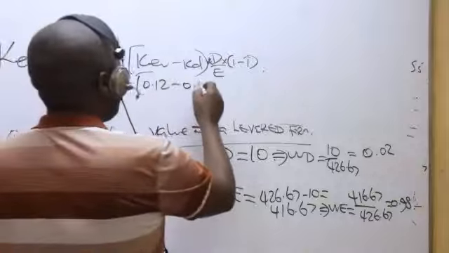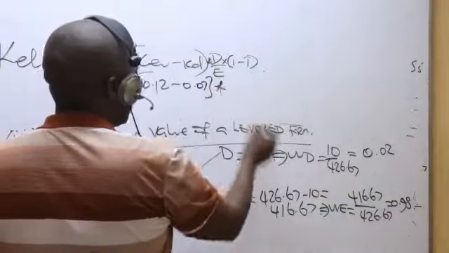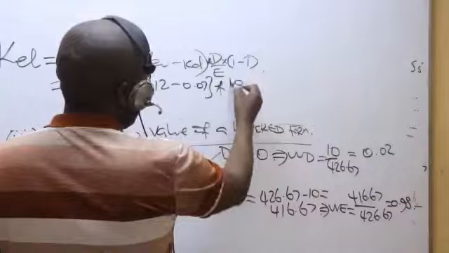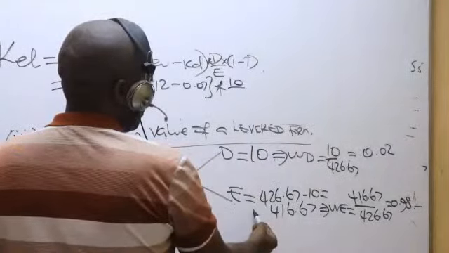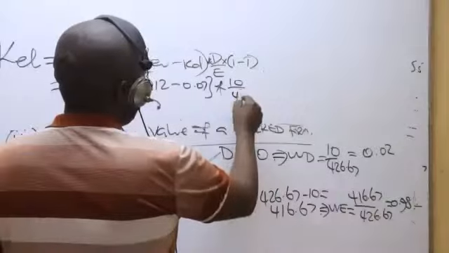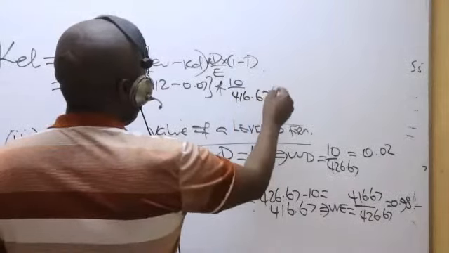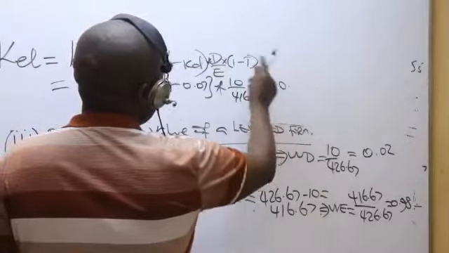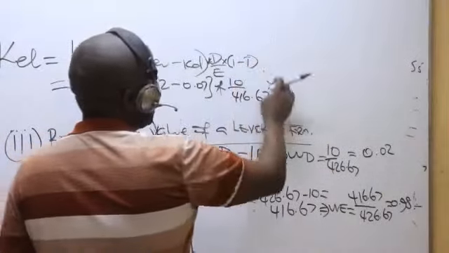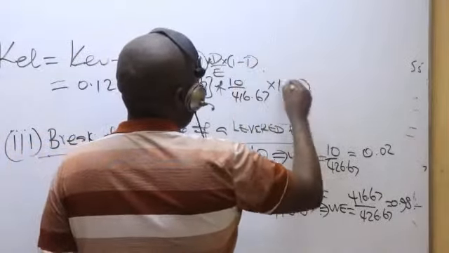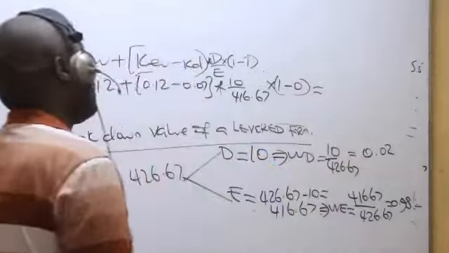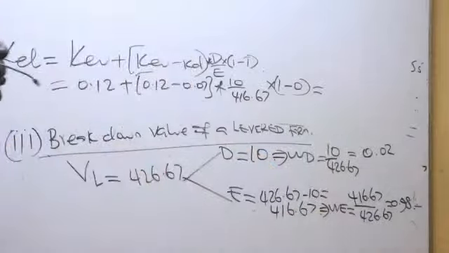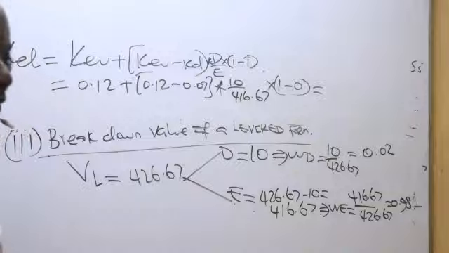Cost of debt, 7%. So 0.07 into debt, we have debt here, which is 10, over equity. Equity is 416.67, times tax. What did they say the tax is? Tax is 0, no taxes. So 1 minus 0. You must move slowly there. Tax is 0. So I'm being told at the end of the day that the correct answer is supposed to be 12, according to Jacqueline. Is it exactly 12 or 12 point something?